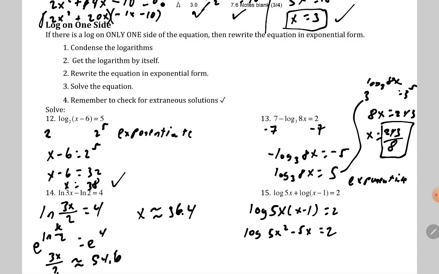Okay, log without a base is, remember, log base 10. So I'm going to exponentiate both sides. 10 to the log and 10 to the 2. So 10 to the log cancels out, and I'm left with 5x squared minus 5x equals 100.